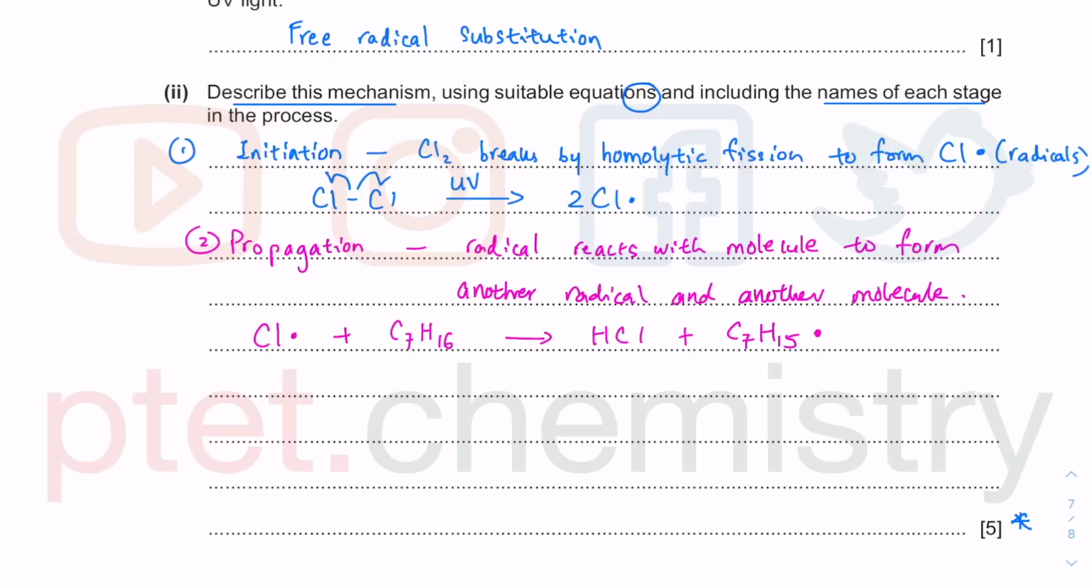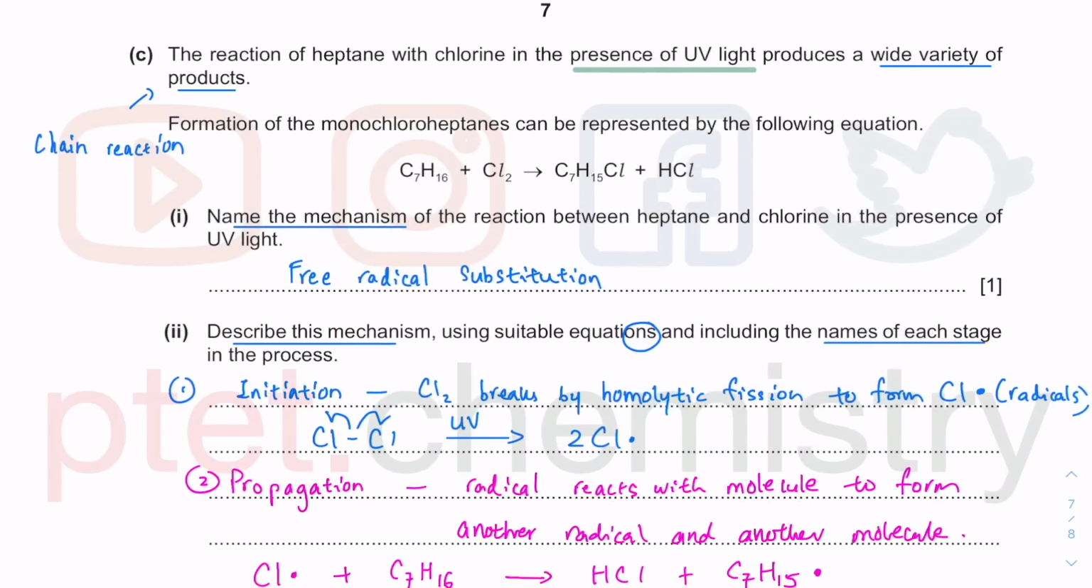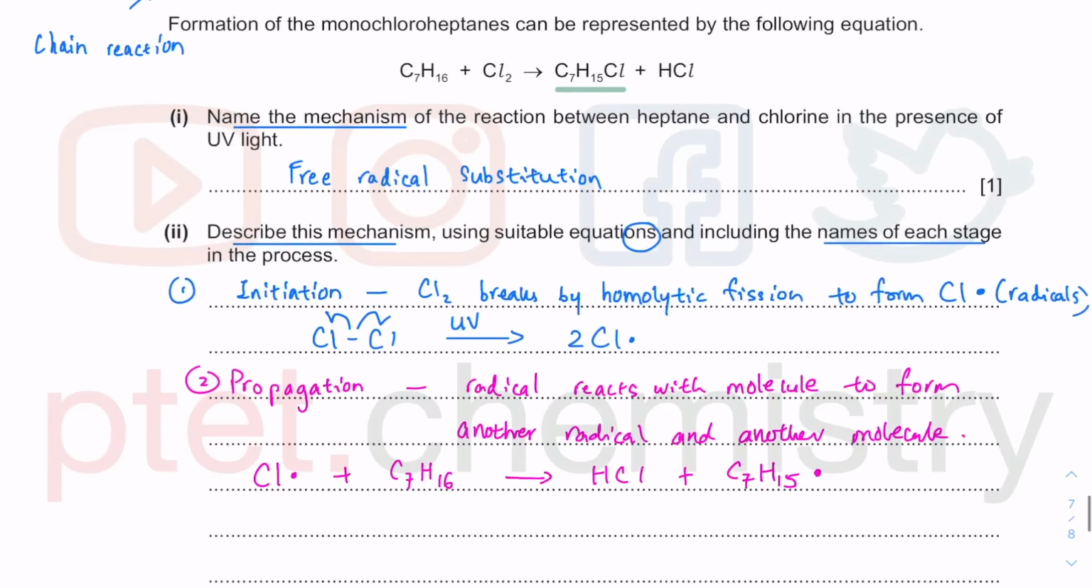For propagation, you need to show at least 2 steps because you haven't gotten to the product in the first propagation step. This is the product that you want. This is a single substitution where you replace one hydrogen with chlorine. This is an overall reaction. It's not the mechanism. The mechanism is what happened in detail.